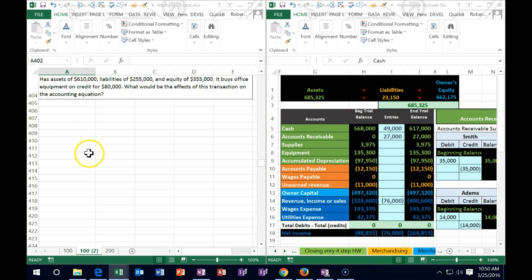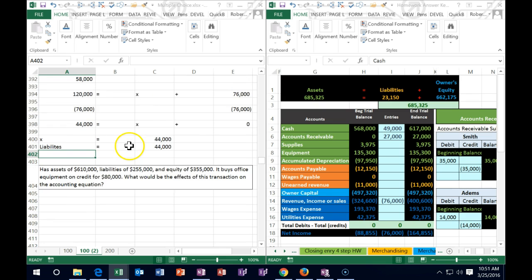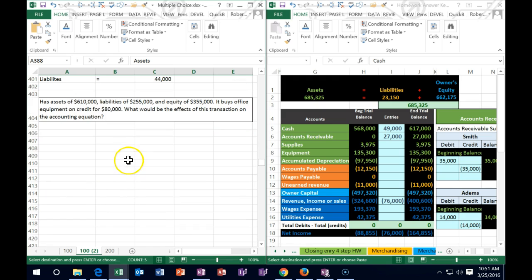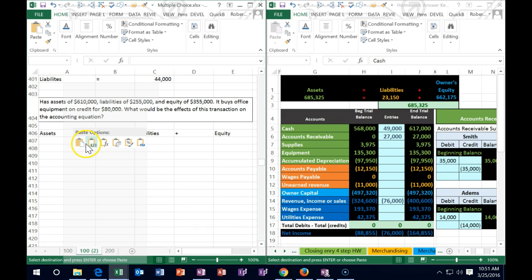Now this one's kind of tricky because they give you information we don't really need here. Like we have this information up top, and problems will do this from time to time, but it isn't needed. So let me show you what I mean. We're going to say here's our accounting equation, and we're going to bring that down here. There's the accounting equation.